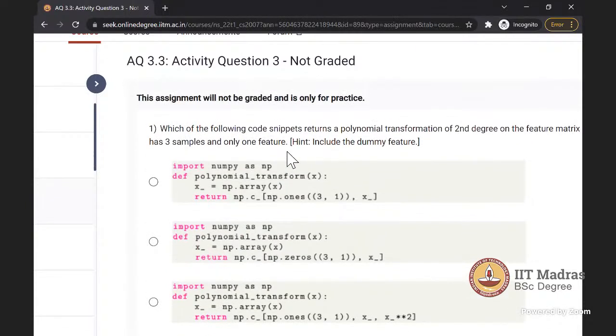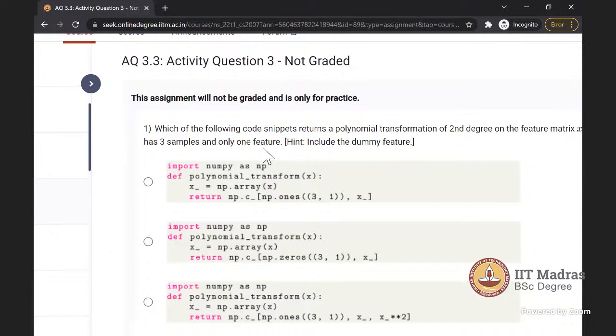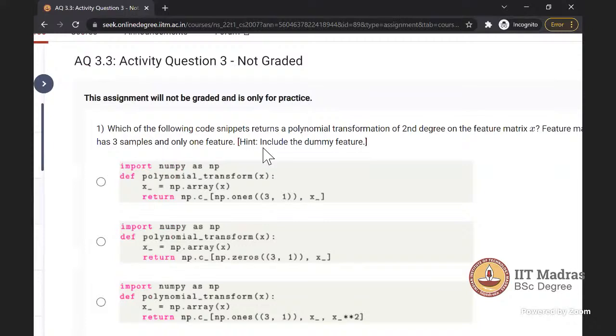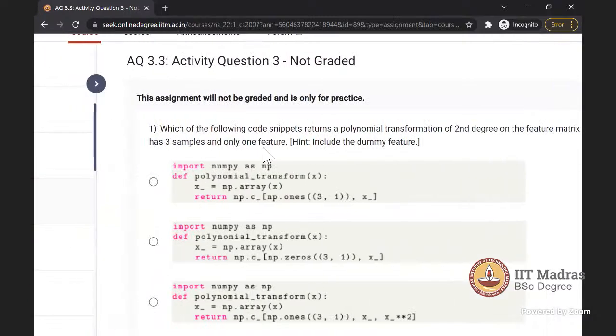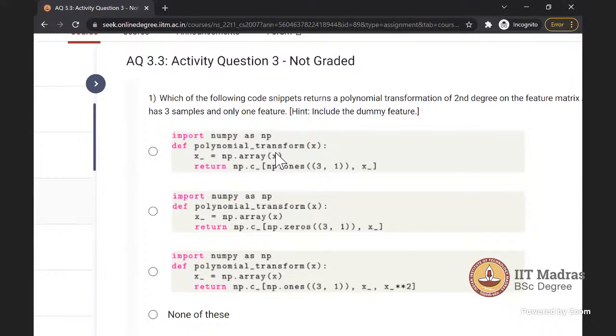Now let's go to the next set of questions, which is 3.3. Which of the following code snippets returns a polynomial transformation of second degree on the feature matrix X? Feature matrix X has 3 samples and only 1 feature. Okay, this is a different question for some time now. So this has a code snippet in it. Anybody would like to take a guess on this?